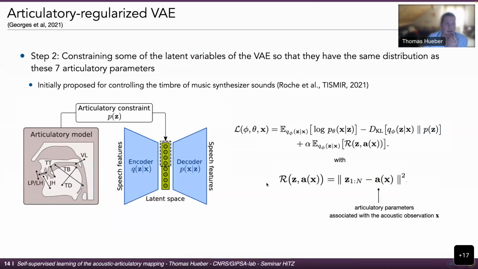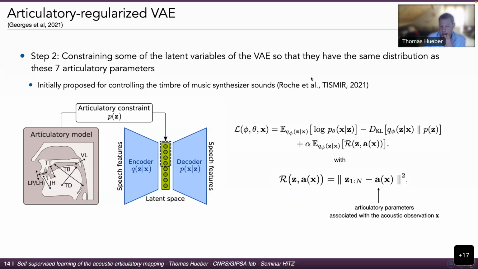So this is the first step. The second step is to constrain some of the latent variables of this variational autoencoder so that they have the same distribution as these seven articulatory parameters. To do that, we initially proposed a simple method in another context. The goal was to control the latent space of a VAE for changing some property of music synthesizer sound.